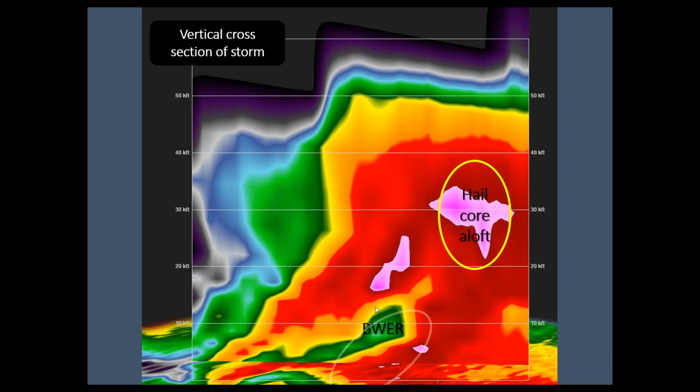And you can see this weak echo region. This is a region where there's no precip. What these indicate, if you see these, it's a good indicator where you have definitely a severe storm, and definitely a storm with a really strong updraft and one that really needs to be watched closely for tornadoes.